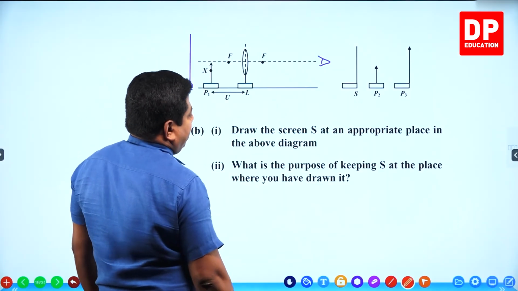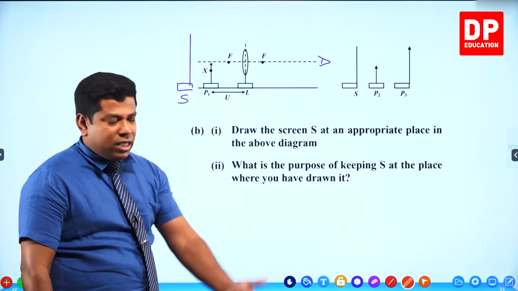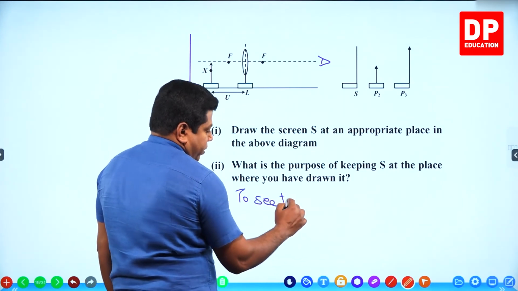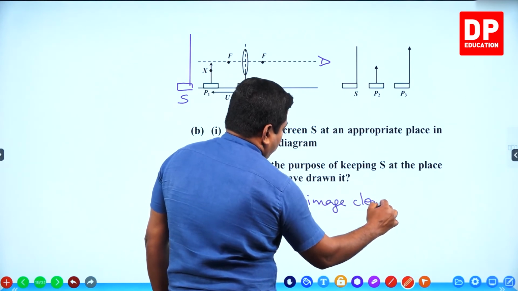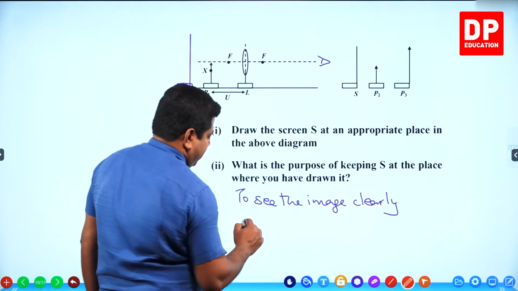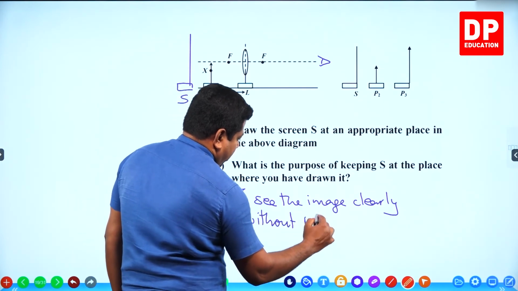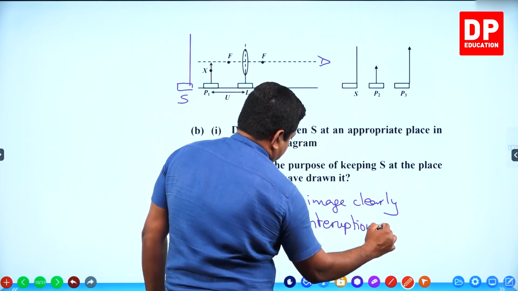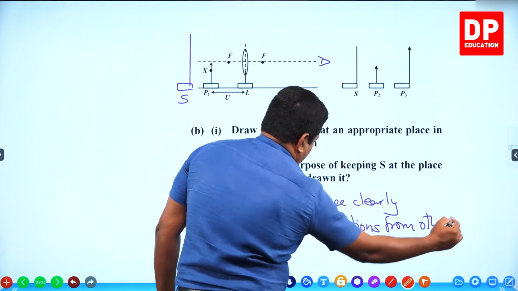What is the purpose of keeping S at the place where you have drawn it? Same question they asked in the previous paper as well. To see the image clearly, without interruptions from other objects.